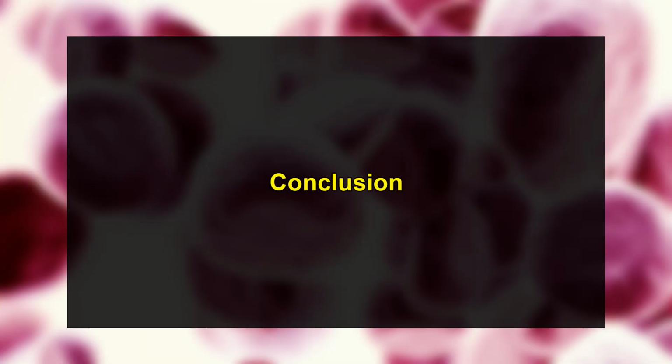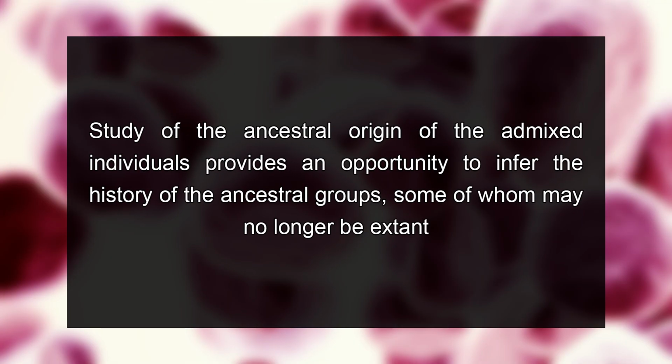Dear students, let's summarize the lecture now. Admixture between populations is a fundamental process that shapes genetic variation and disease risk. For example, African Americans and Latinos derive their genomes from mixtures of individuals who trace their ancestry to divergent populations. A study of the ancestral origin of the admixed individuals provides an opportunity to infer the history of the ancestral groups, some of whom may no longer be extant.